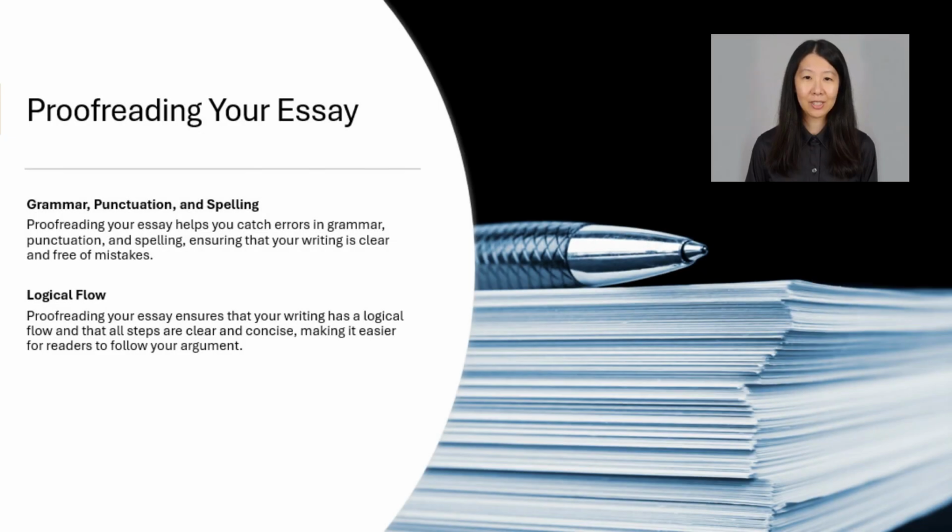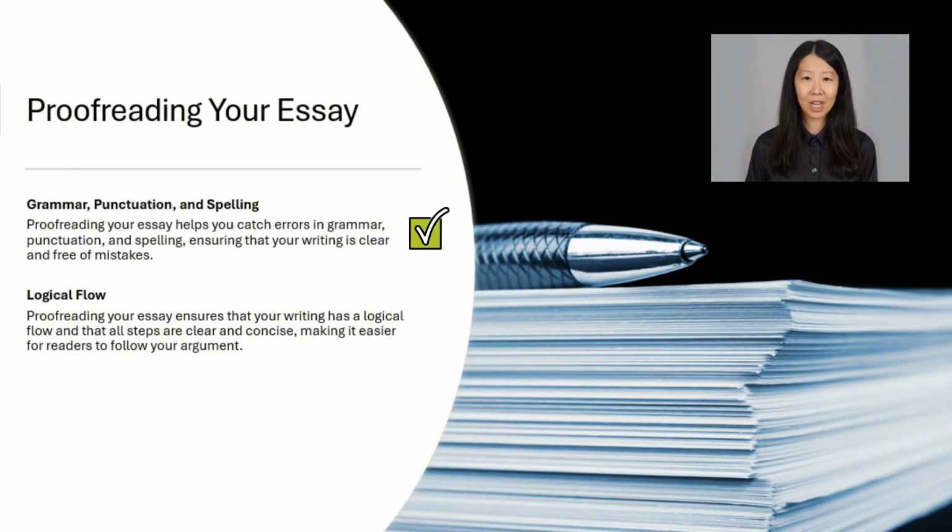Proofreading is a critical step in ensuring your process analysis essay is polished and easy to understand. Let's focus on two key aspects of proofreading: grammar, punctuation, and spelling. Careful proofreading helps catch errors in grammar, punctuation, and spelling. These mistakes can distract your readers and detract from the clarity of your essay. A clean, error-free essay ensures that your ideas are presented in the best possible light.